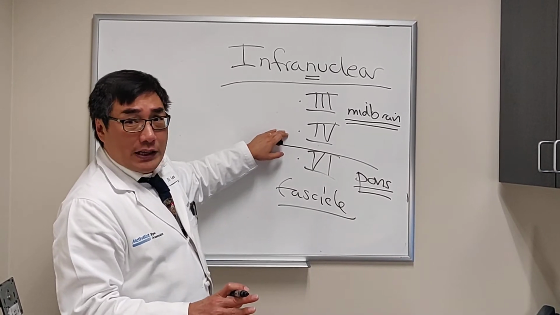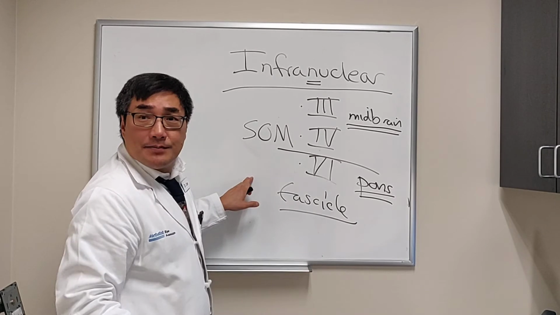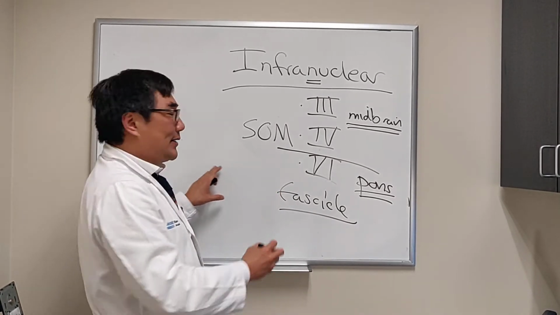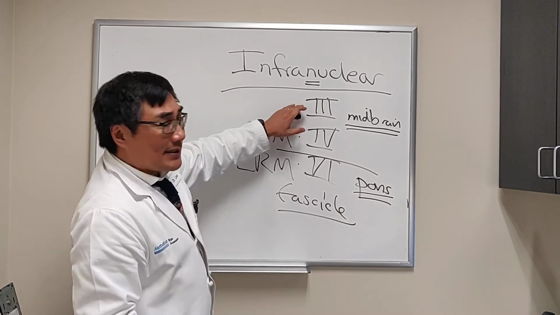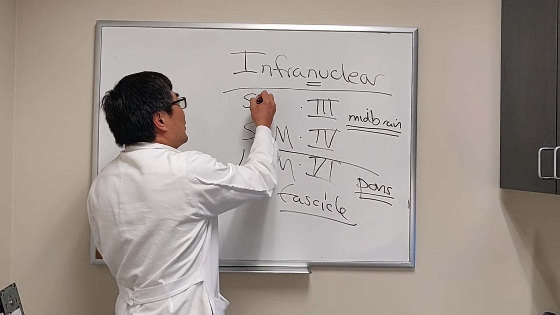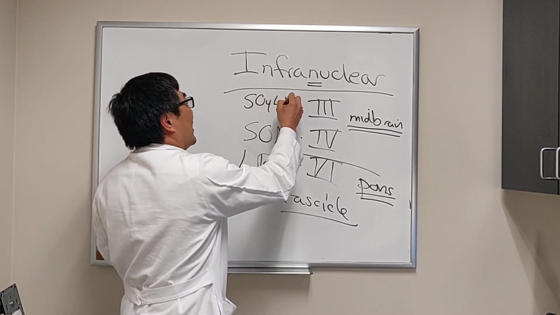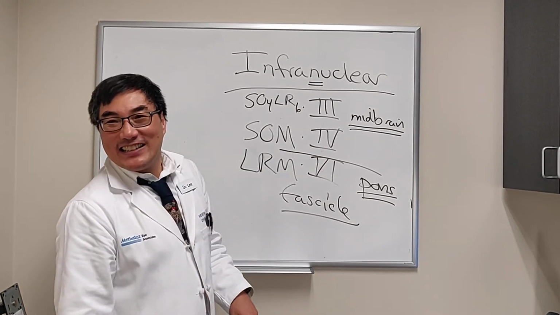The fourth nerve only has one job, so it's super easy. It only innervates the superior oblique muscle. And the sixth nerve is also super easy because it only does the lateral rectus muscle. So everybody else is 3. So SO4, LR6. Everybody else is 3.